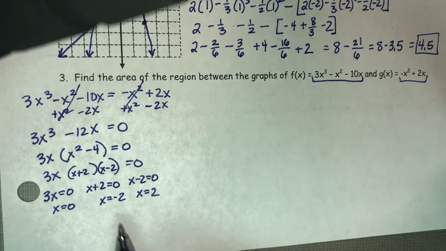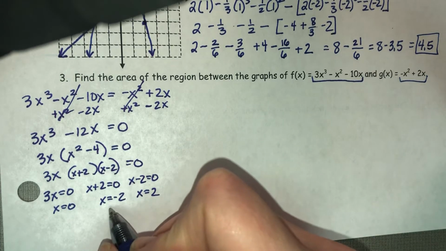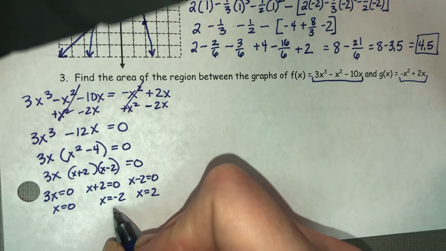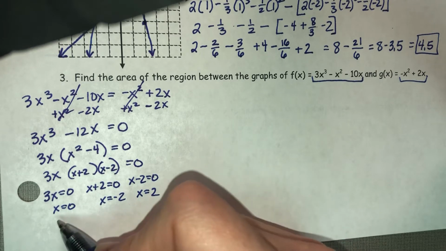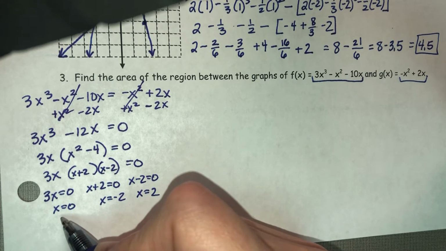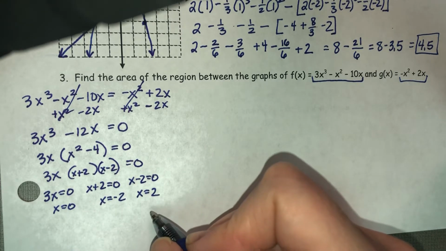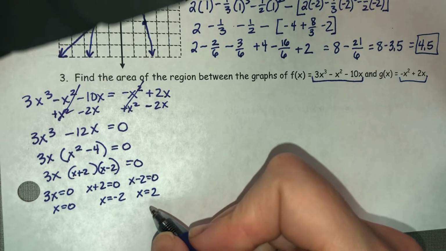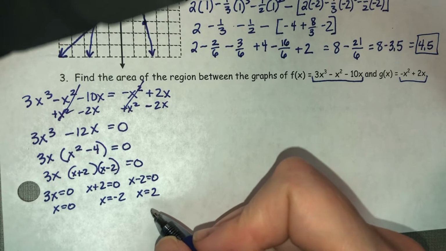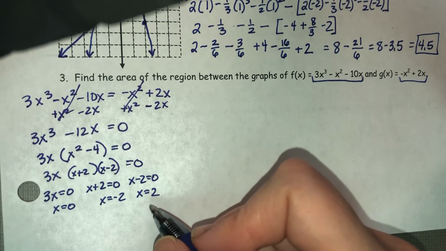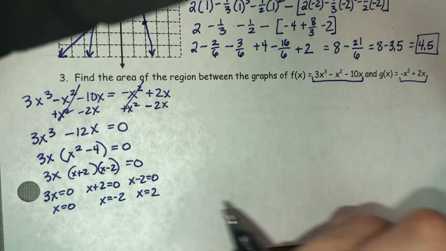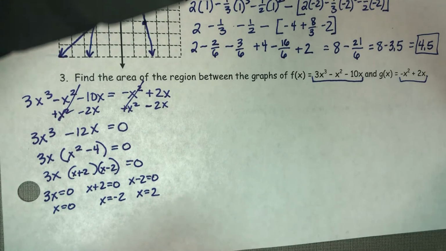We're going to have one integral going from the smallest x value, which is negative 2, to the middle x value, which is 0. And the other one is going to go from the middle x value of 0 up to the largest x value of 2. But we do need to figure out which one is above the other one at each of these points.